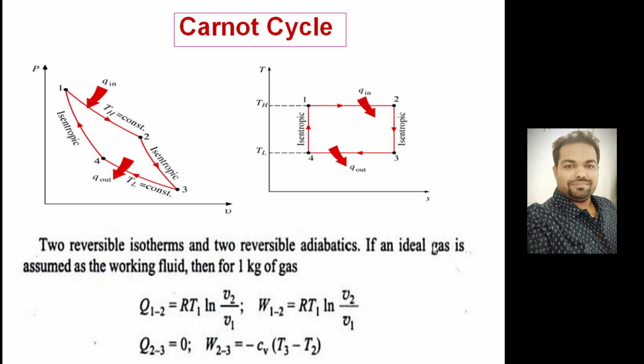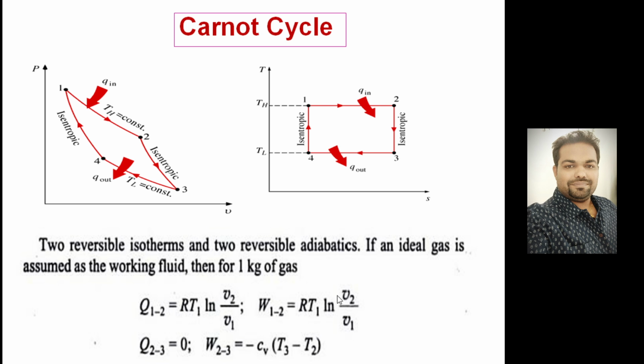If we consider an ideal gas as the working fluid, for 1 kilogram of gas you can find the heat input, which is given by RT1 ln(V2/V1). Where are we getting this from? If you apply the first law of thermodynamics, you can write Q1-2 = U2 - U1 + W, where W is the displacement work. U2 - U1 will be 0 because there is no change in temperature. So work in an isothermal process is nothing but RT1, or P1V1, ln(V2/V1), where V2 is the volume at 2 and V1 the volume at 1. So the heat input for process 1 to 2 is RT1 ln(V2/V1).